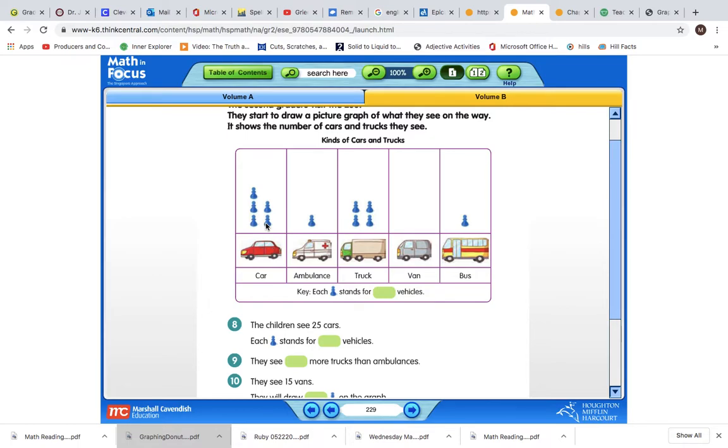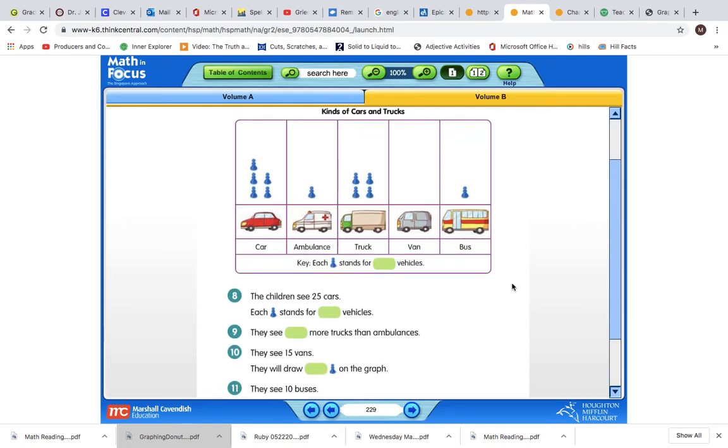Now, some of you might have known that 5 times 5 is 25, but I wanted to go through each one. So we would write here for number 8, the children see 25 cars. Each symbol stands for 5 vehicles. And again, if I could write for you right now, I would write 25 next to cars.